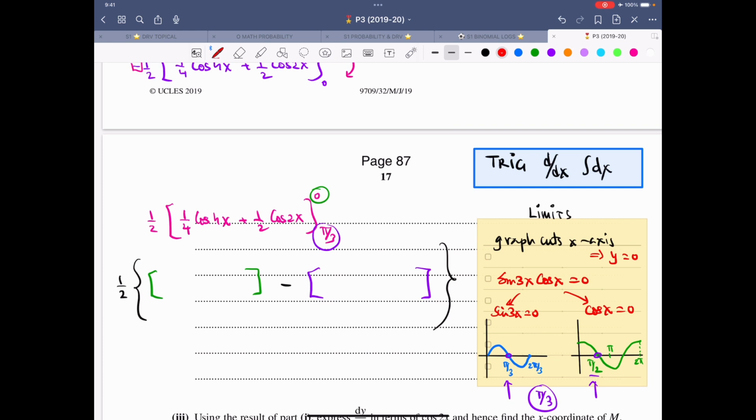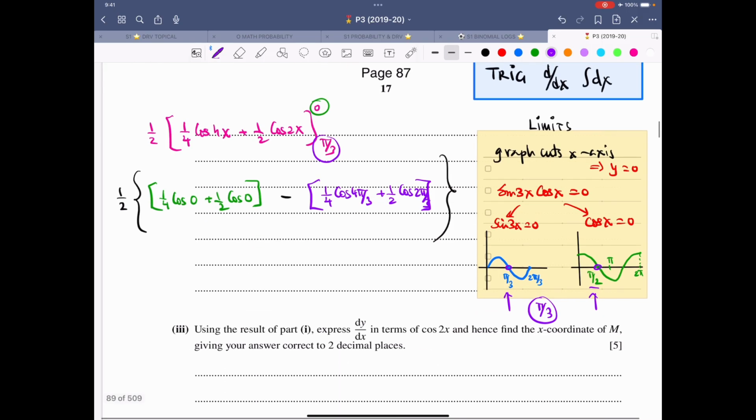Half cosine 4x, that is 1/4 of cosine of 0, and I'm using the green marker. Hold for a second. So this is 1/4 cosine of 0, and this is half cosine of 0. Similarly over here, 1/4 cosine of 4 pi by 3, and this is half cosine 2 pi by 3.